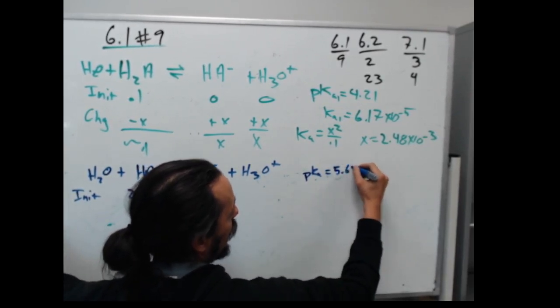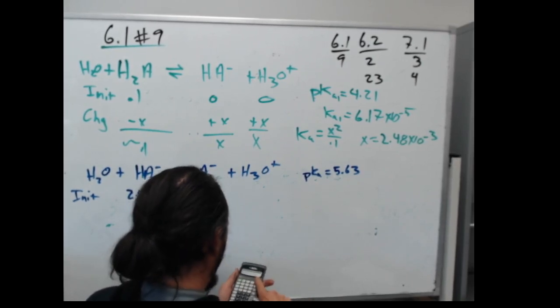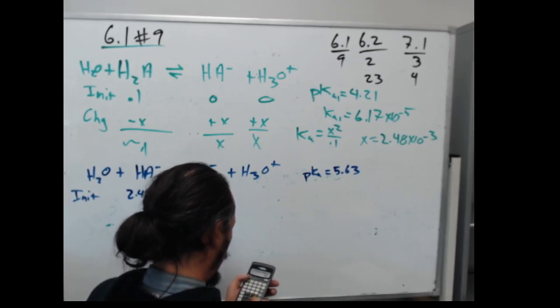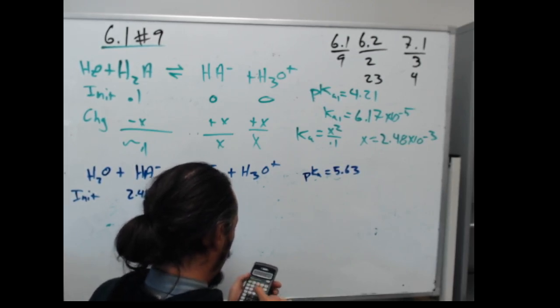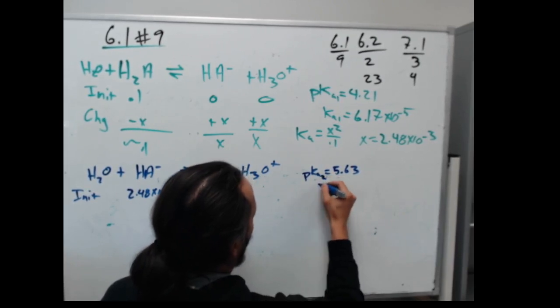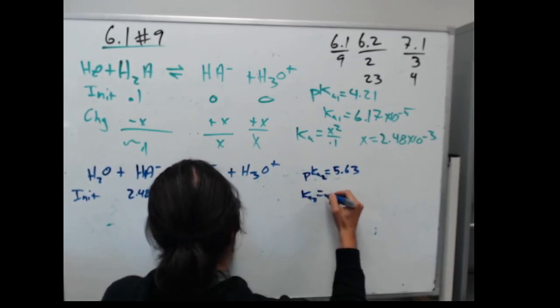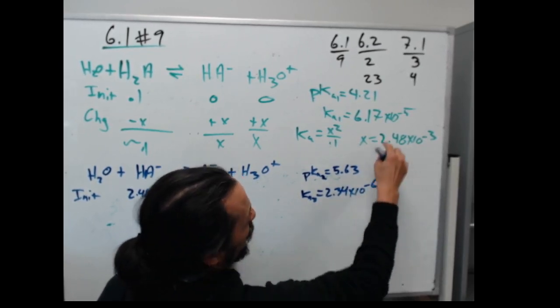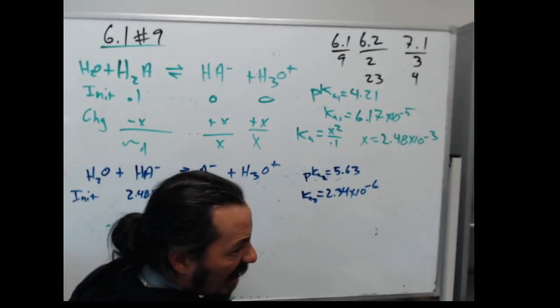5.63, that's not much different. 5.63 negative to the power of 10. Oops. 5.63 negative 10. That gets us a Ka2 equal to 2.34 times 10 to the minus 6. Those are pretty close to each other. I know why they did that.